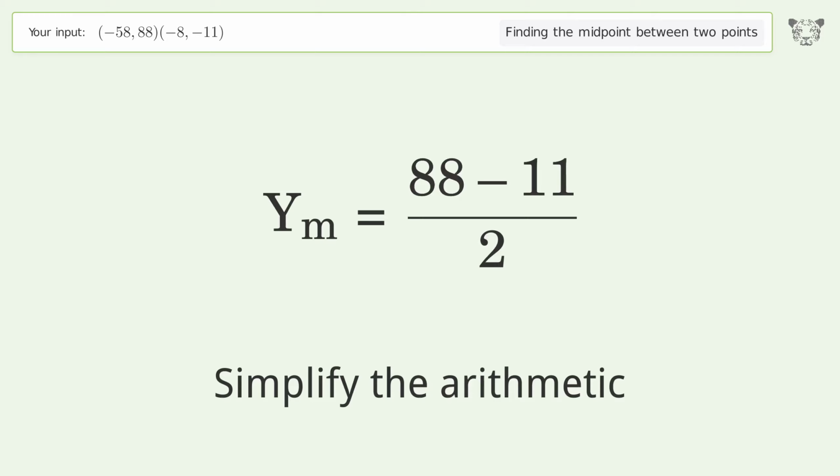The coordinates of point 1 are x1 equals -58, y1 equals 88. The coordinates of point 2 are x2 equals -8, y2 equals -11. PM represents the midpoint of the 2 points.